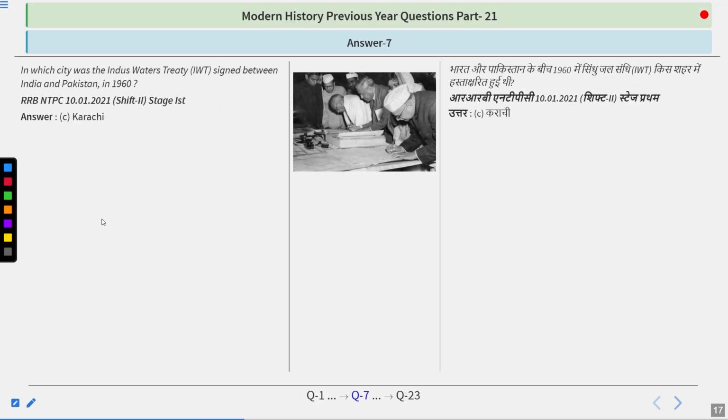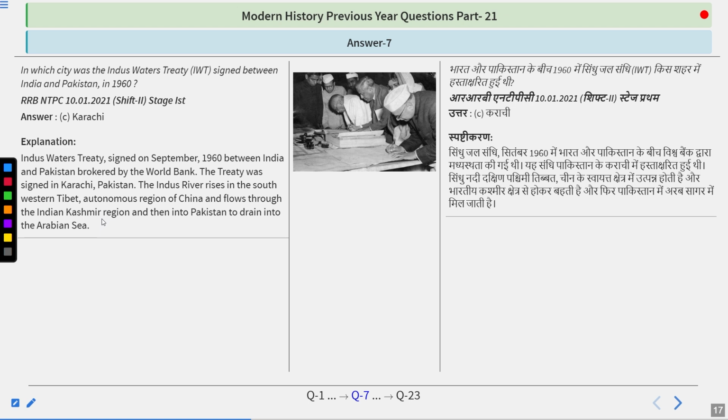The answer is Karachi. So if we talk about the Indus Water Treaty, it was signed in September 1960 between India and Pakistan, brokered by the World Bank. Remember that in this treaty, the mediator was the World Bank. The treaty was signed in Karachi, Pakistan.